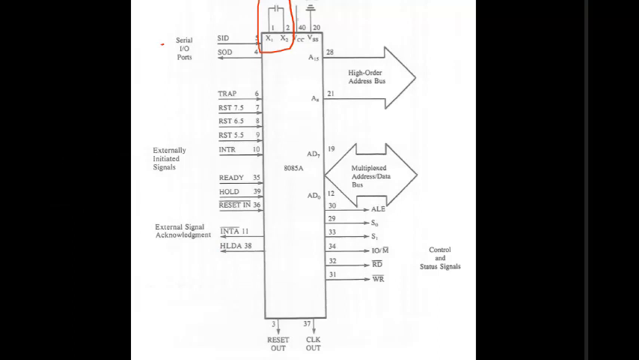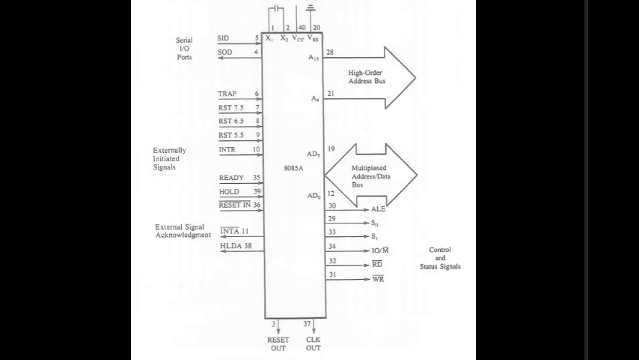Then the power supply connections. It runs on a 5-volt power supply. So pin number 40, VCC, is connected to 5 volt, and pin number 20, VSS, is connected to the ground. Then here we have SID, meaning serial input data, and SOD, meaning serial output data. These 2 pins are used for serial communication.